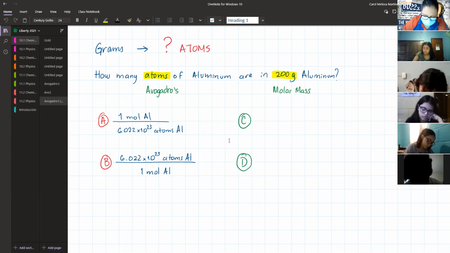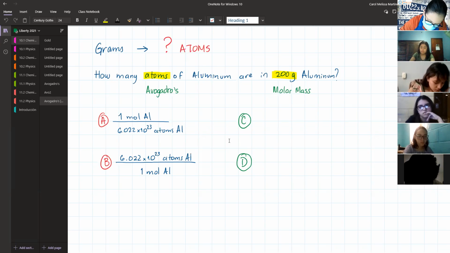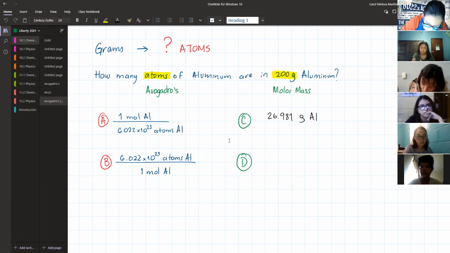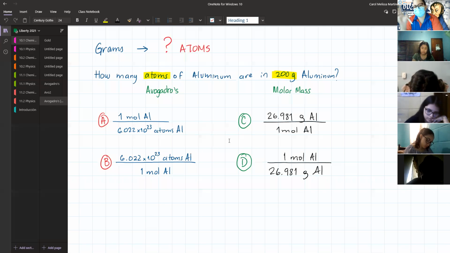And now the molar mass as a conversion factor. Can you tell me the molar mass for aluminum? 26.981 grams of aluminum in 1 mole of aluminum. Or you can write it the other way. In 1 mole of aluminum, you have 26.981 grams of aluminum. Those are the 4 conversion factors that we're going to be using.